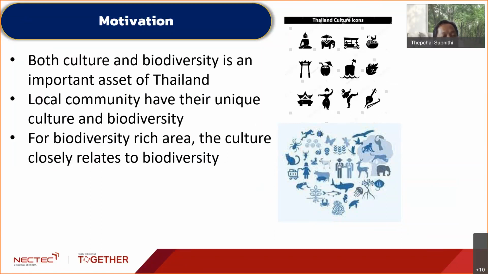an important asset of Thailand, and local communities have their unique culture and biodiversity. And for biodiversity-rich areas, the culture is closely related to biodiversity. Then we can merge both of them very easily.